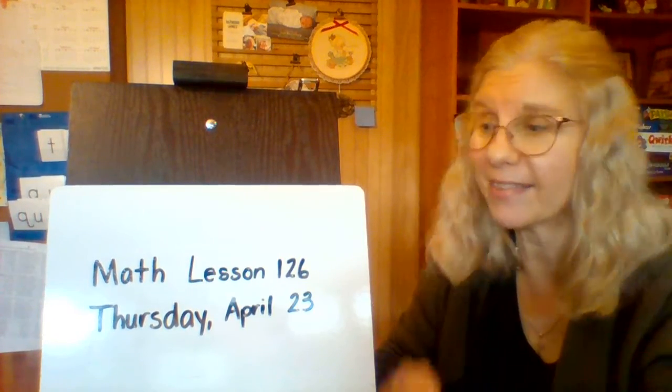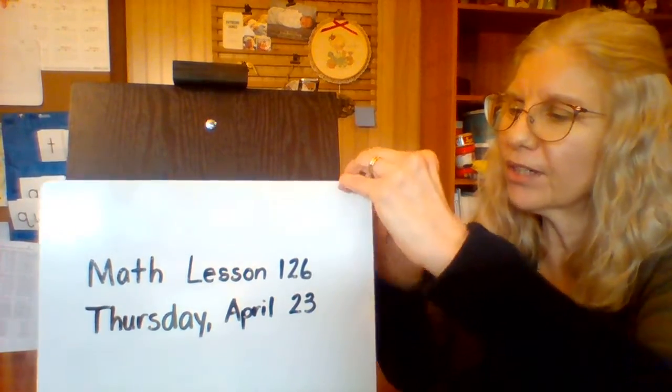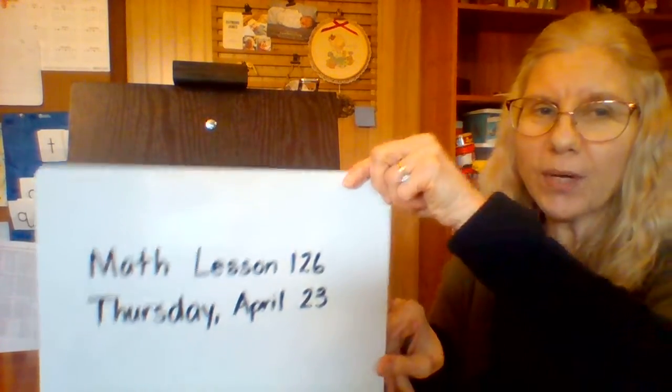Let's do math. Let's start with our 100 chart. Do you have yours ready? We will start with counting by fives today. Ready? The green one, then the red one on the end. 5, 10, 15, 20, 25, 30, 35, 40, 45, 50.